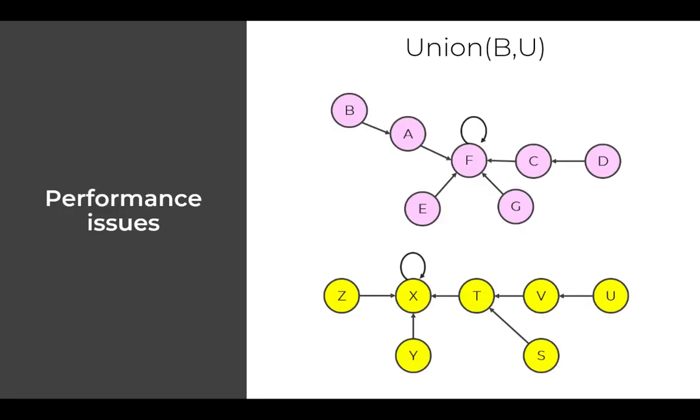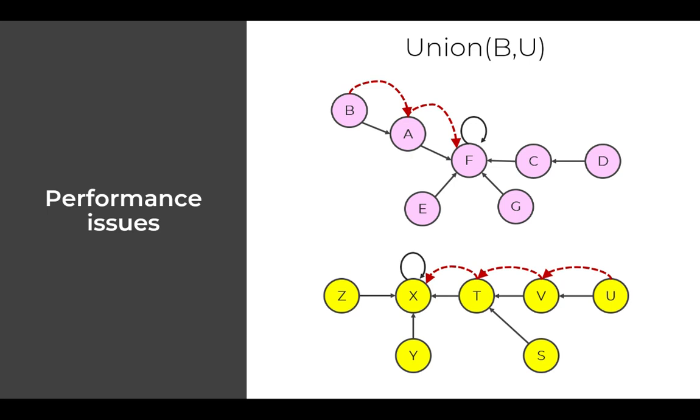Let's look at another case here. Let's look at these 2 sets, and I want to make the union between B and U. So first I need to find if they are part of the same component or not. So let's start with B. You need to look at A and then F. You need to look at V, then T, then X to find the root of these 2 components.